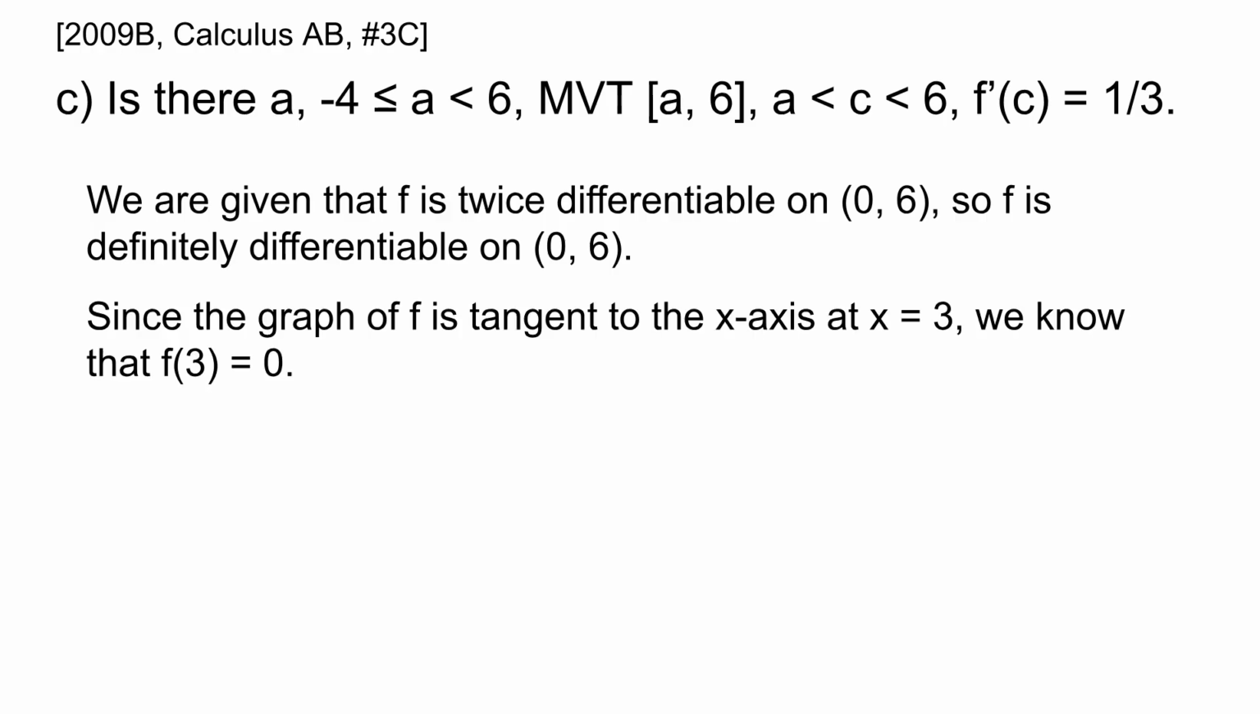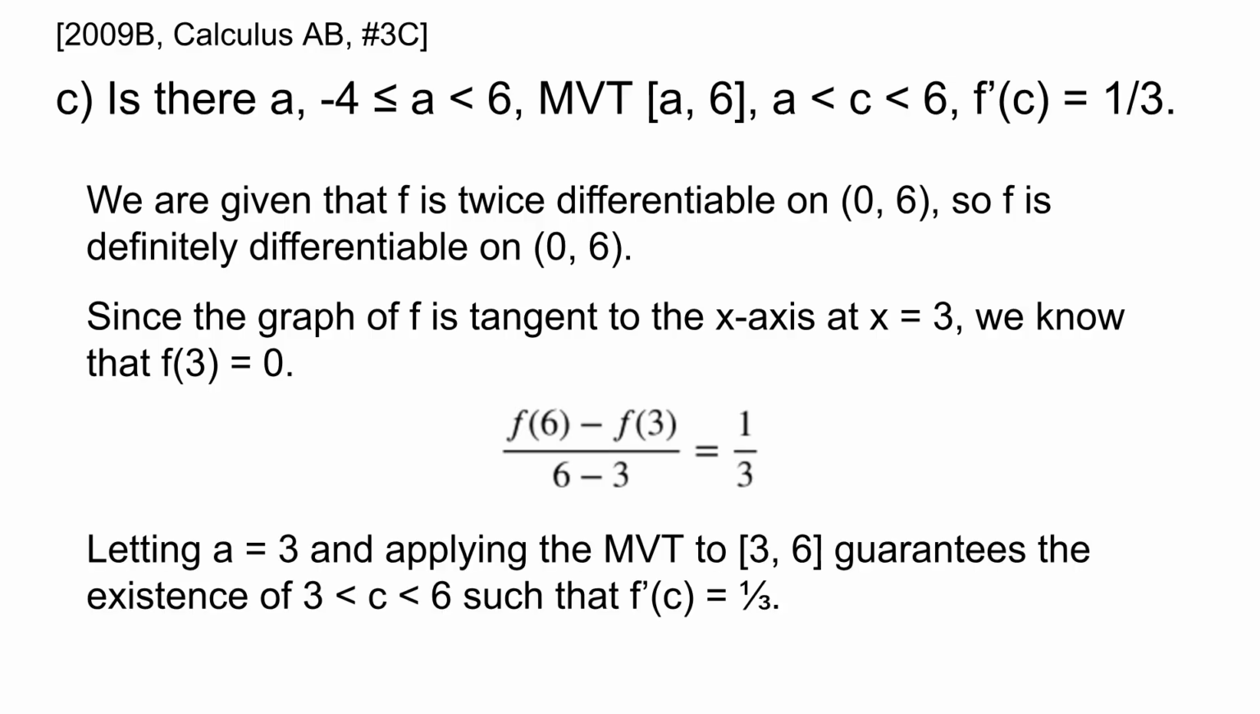And since the graph of f is tangent to the x-axis at x equals 3, we know that f of 3 is equal to 0. f of 6 minus f of 3 over 6 minus 3 comes out to +1/3. So by letting a equal 3 and applying the mean value theorem to the interval from 3 to 6 does guarantee the existence of a value of c between 3 and 6, such that f prime of c is equal to 1/3.